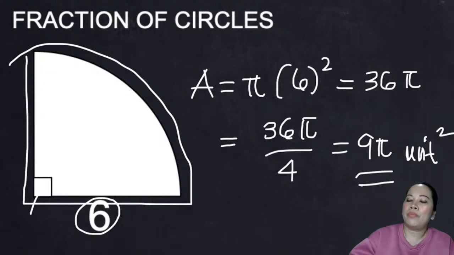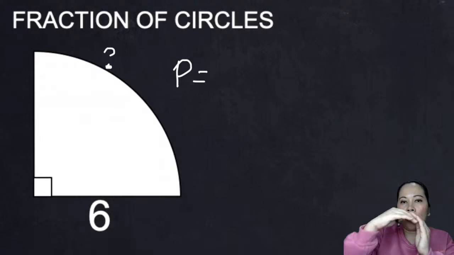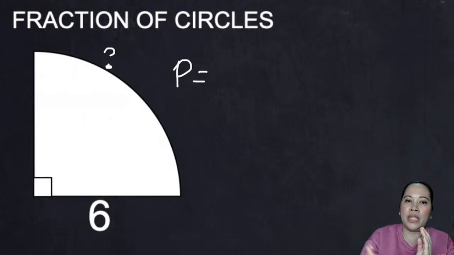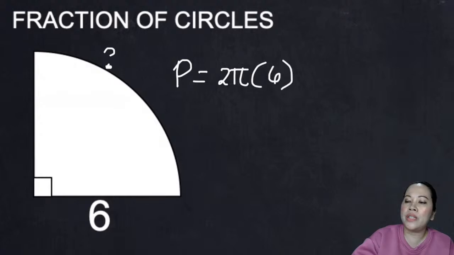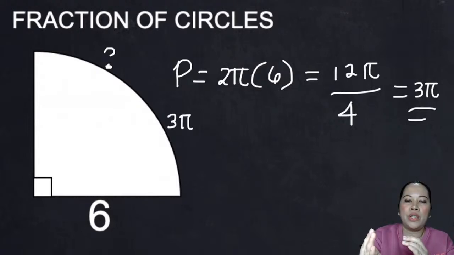Okay, so what would be our solution to find the perimeter of this fraction of circle? First is the perimeter. The first thing that we have to solve is this one, the arc or the portion of your circumference. Okay, so how do we do that? The same thing, 2 pi r. Since radius is 6, that will be 2 times 6, which is 12 pi. And since this is only a quarter, or 1/4, we divide it by 4, so we will get 3 pi. This 3 pi is the portion of your circumference of your circle.